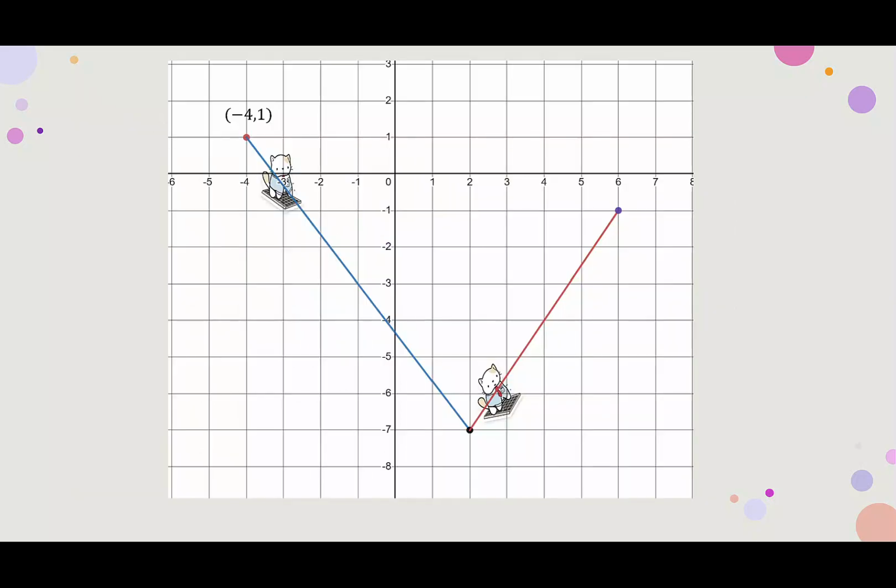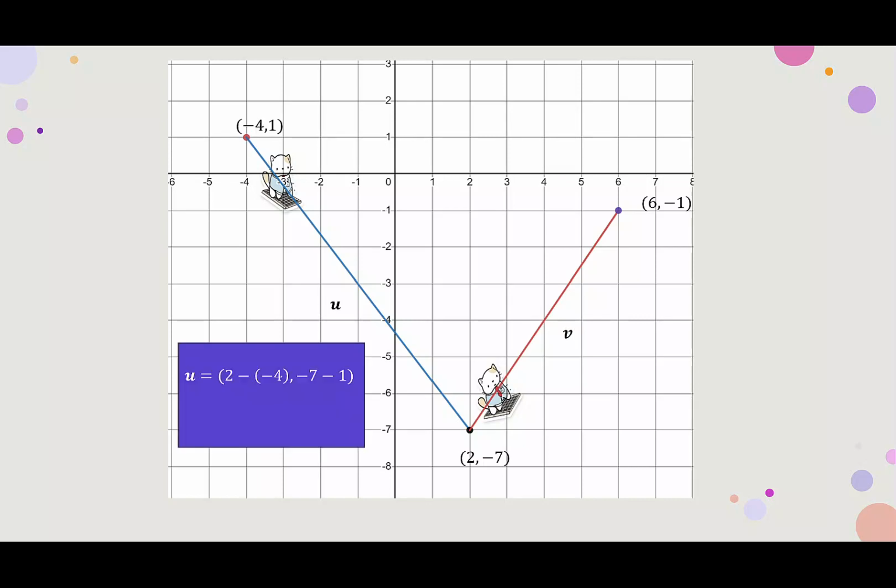So let's go back to our previous example of our two vectors. Our initial movement went from the point (-4, 1) down to the point (2, -7). Then from (2, -7), it went up to the point (6, -1). We can label these two vectors as u and v. To start, we'll put u in standard form. We'll subtract the beginning point -4 from the ending point 2, and then the beginning point of 1 from the ending point -7. This puts our vector in standard form of <6, -8>.